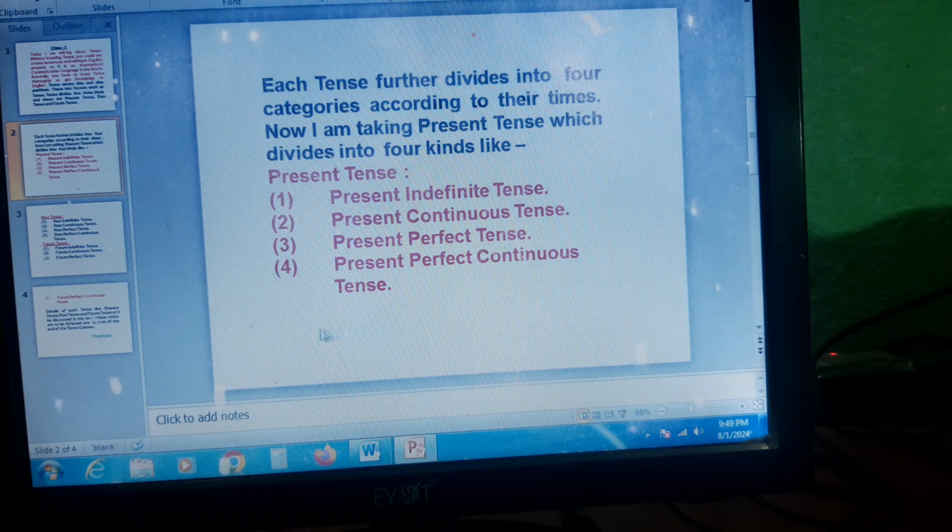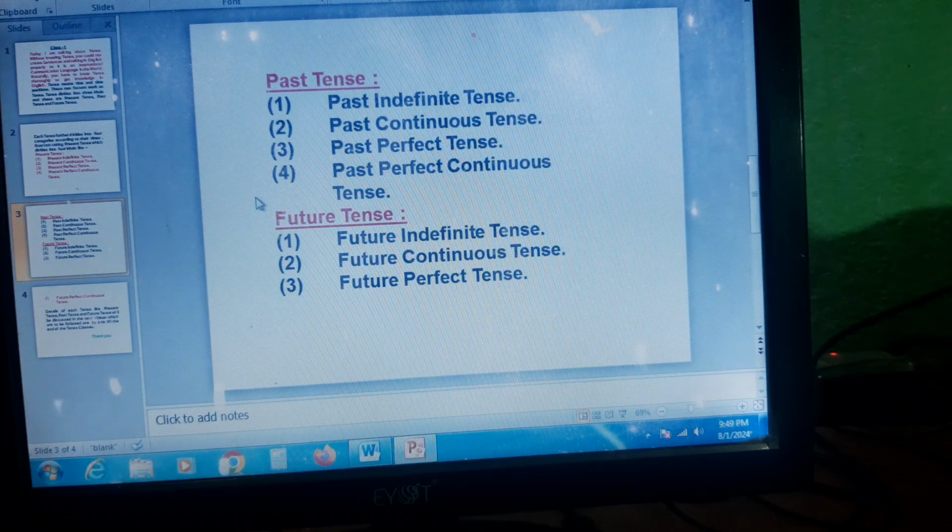Now I am going to the third slide. Past tense. Number one, past indefinite tense. Number two, past continuous tense. Number three, past perfect tense. Number four, past perfect continuous tense. Future tense. Number one, future indefinite tense. Number two, future continuous tense. Number three, future perfect tense.